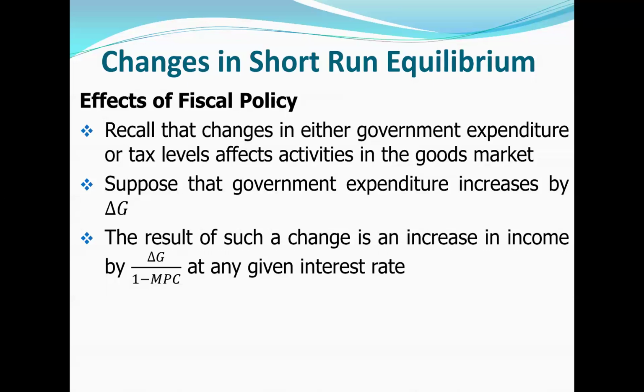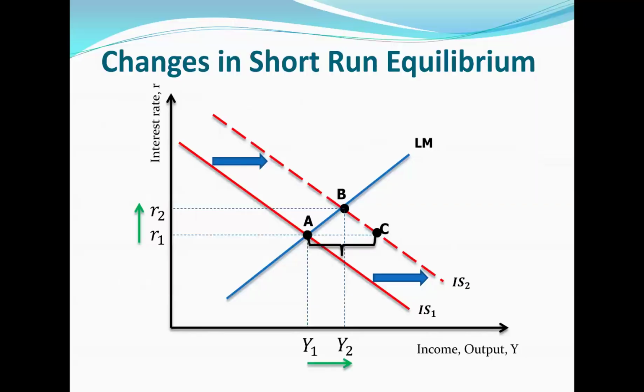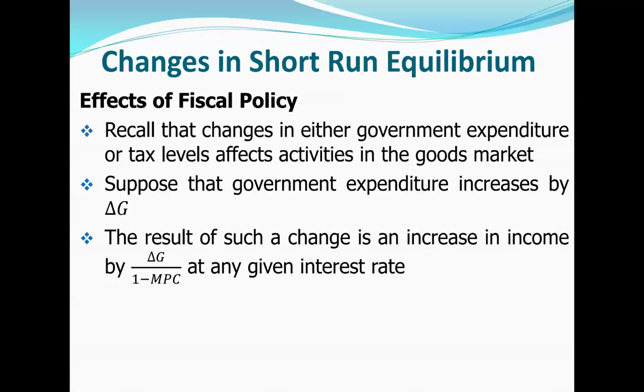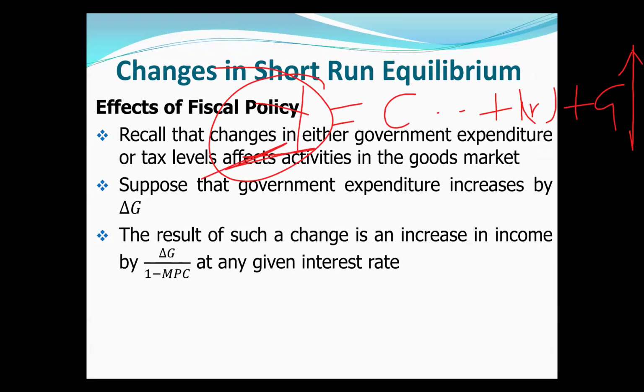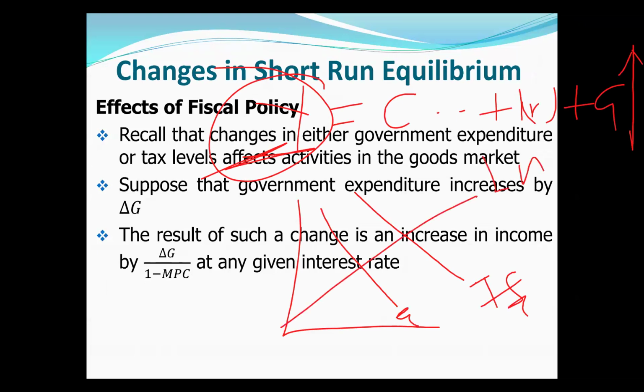So imagine government expenditure increases. What do you think that will do to the IS? Just remember the equation that I drew for you: consumption plus investment plus G. If this G changes, what happens to income? It increases, right? Yes, income increases. So the IS will shift to the right. LM is fixed.